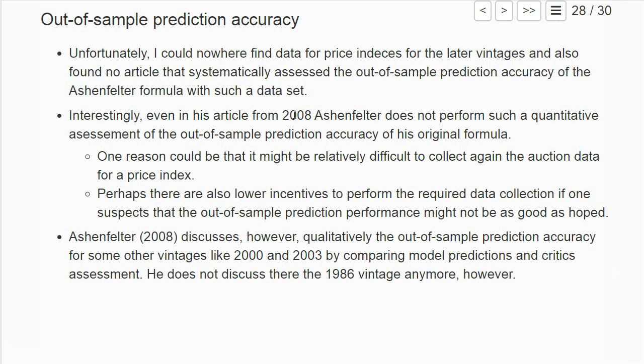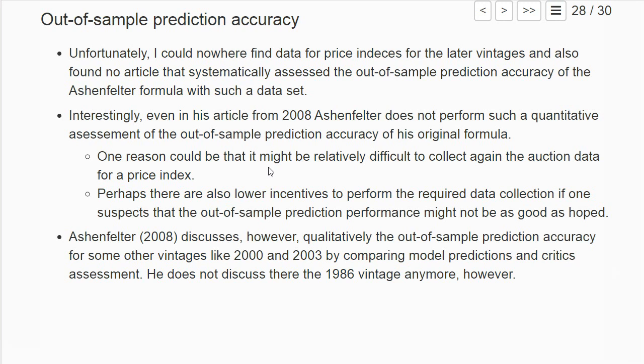So, interesting. Aschenfelter wrote another article in 2008 where he repeated this analysis and discussed some new data. But also there he didn't perform such a quantitative assessment of the out-of-sample prediction accuracy. So you would have thought that maybe then he collected the price data for the later vintages from 1981 going on. But at least I didn't find this in this paper and also didn't find any data set for this. So it could be that it's just relatively difficult to collect this data.